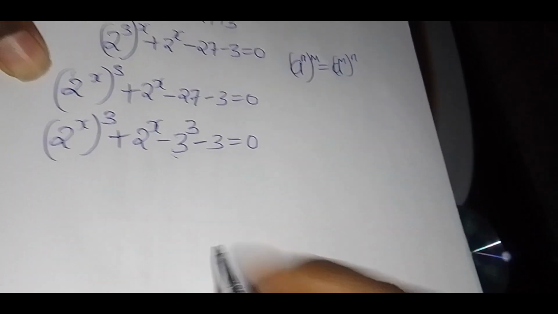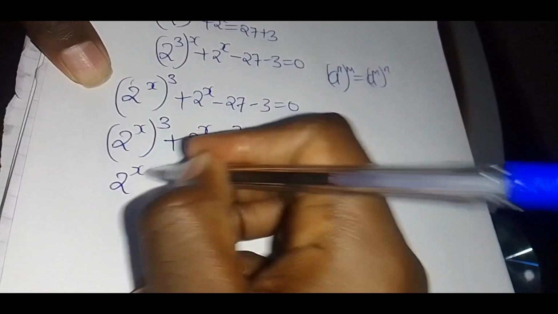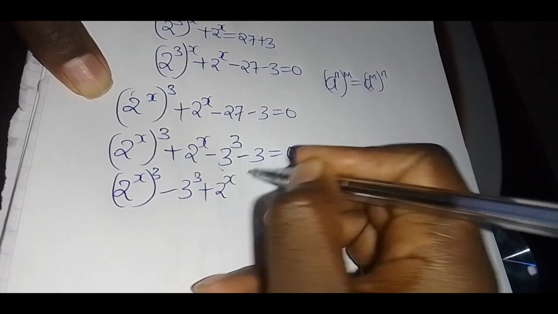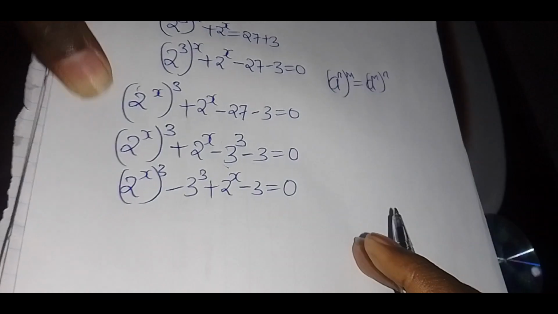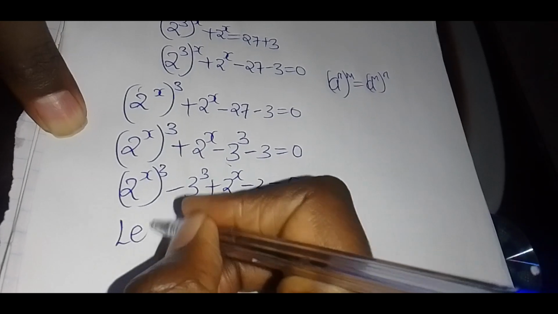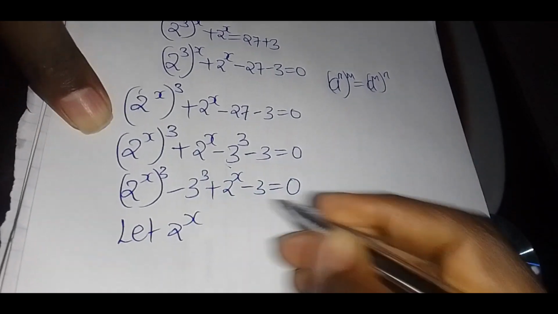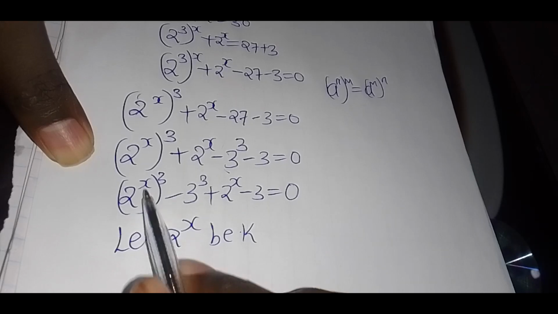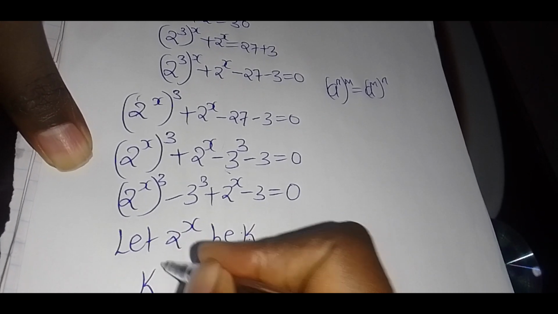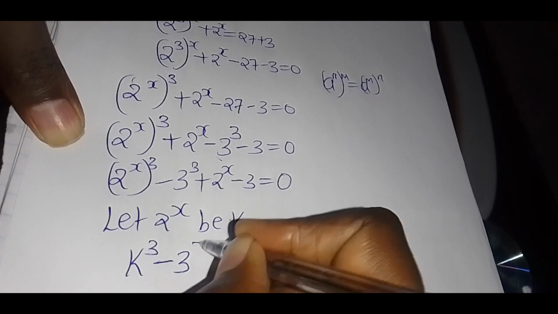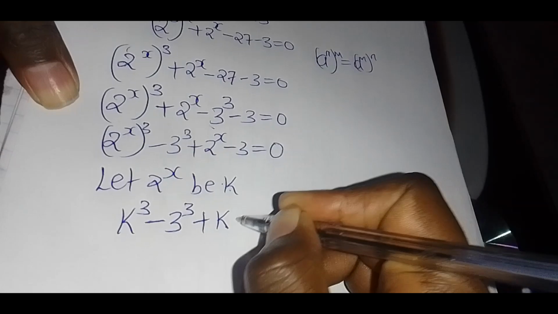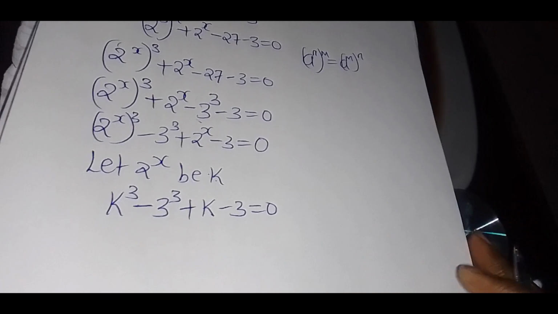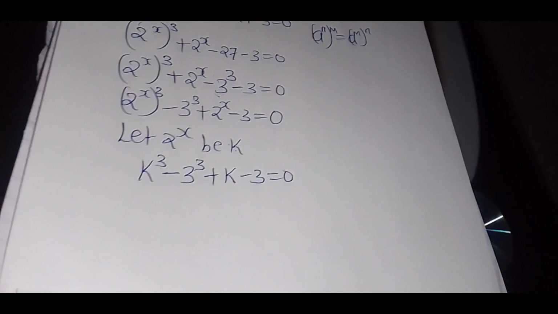Then from here we can write again 2 raised to power x, cubed, minus 3 cubed, plus 2 raised to power x minus 3, which is equal to 0. Then we let 2 raised to power x be k. So we substitute where there is 2 raised to power x with k. We'll have k cubed minus 3 cubed plus k minus 3, which is equal to 0.